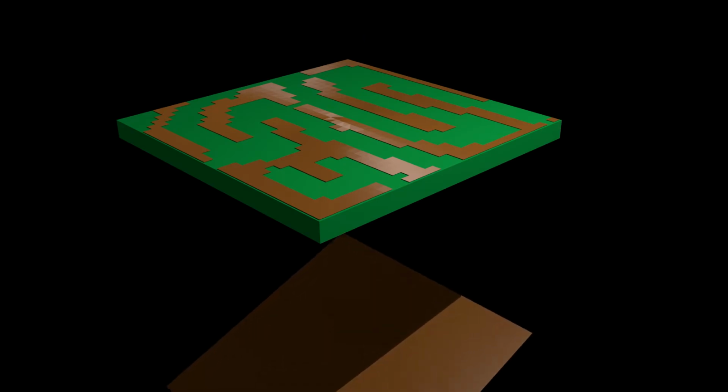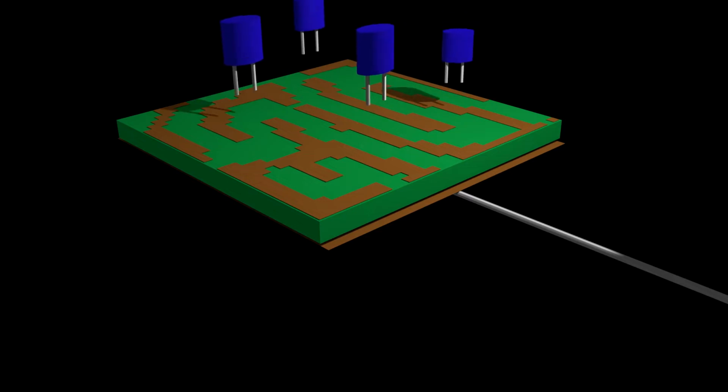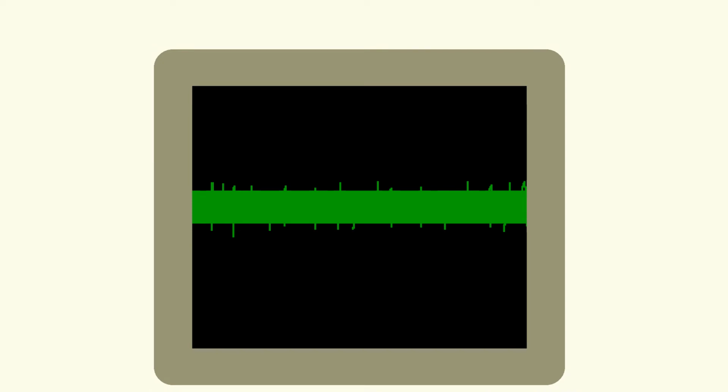A ground plane and decoupling capacitors are the two most important steps to ensure a circuit works as it should. If your circuit output should be this, and it is this, the decoupling capacitors and a ground plane are the best things to try.